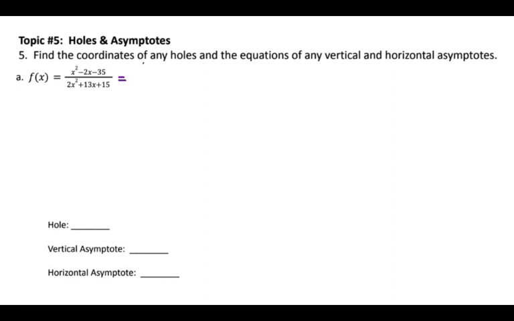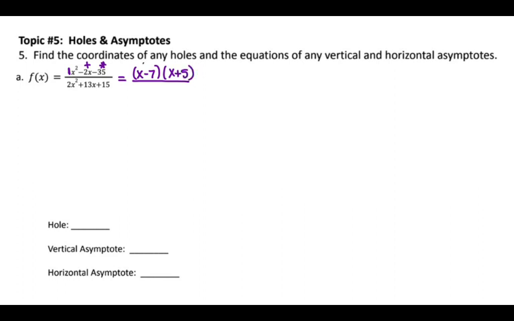So up top, I do not need to use the box because my coefficient is just a 1. So I need to find two numbers that multiply to -35 and add to -2. That is going to be -7 and positive 5.